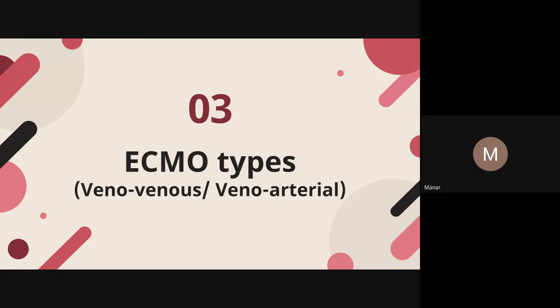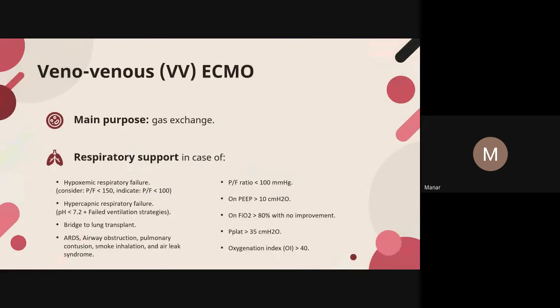Now I'm going to go into the ECMO types. We have two types, the venovenous ECMO and the venoarterial ECMO. I'm first going to talk about the venovenous ECMO. So it's called venovenous because we're taking blood from a vein and putting it back into a vein again. The main purpose of VV ECMO is gas exchange. So basically, it gives respiratory support. It basically takes the place of the lung or supports the lung until the lung can regain its function back.